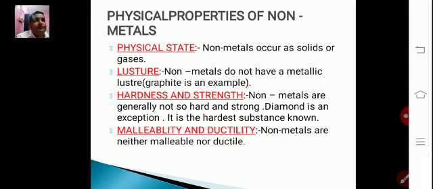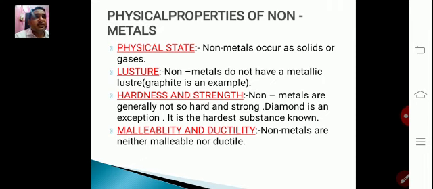So this is one of the physical properties of non-metals. The second physical property is ductility. Non-metals are not ductile. What is ductility? This means that non-metals cannot be drawn into wires. They easily snap on stretching.